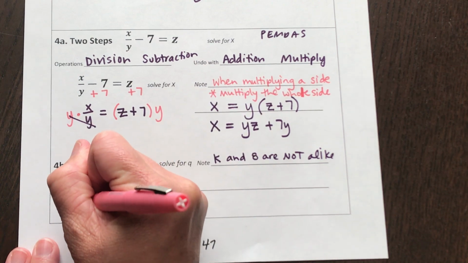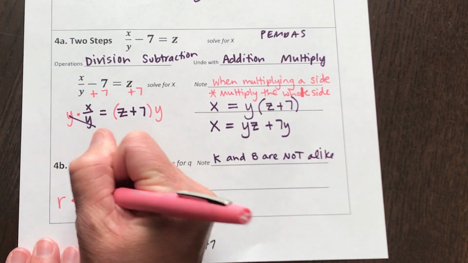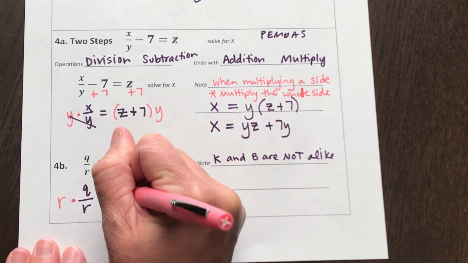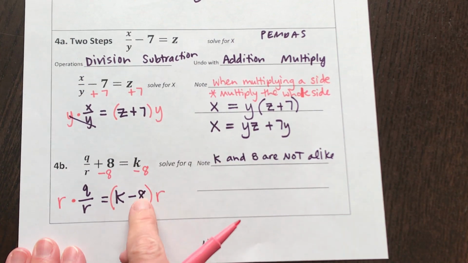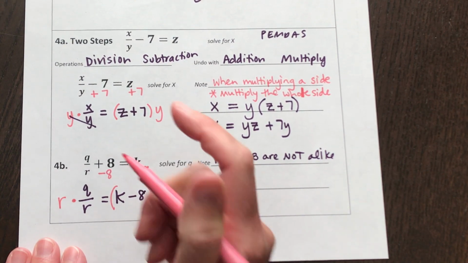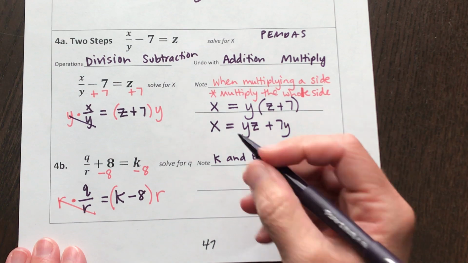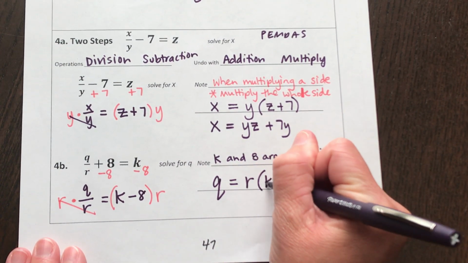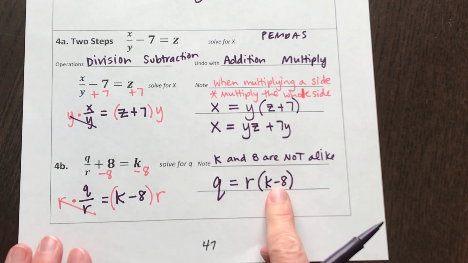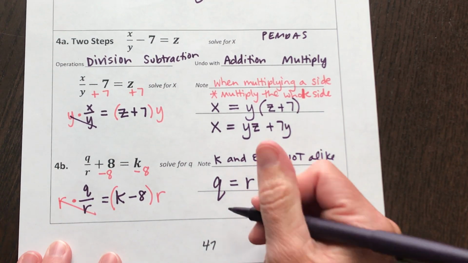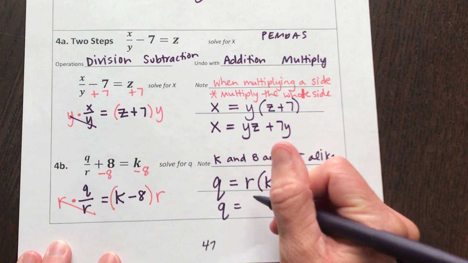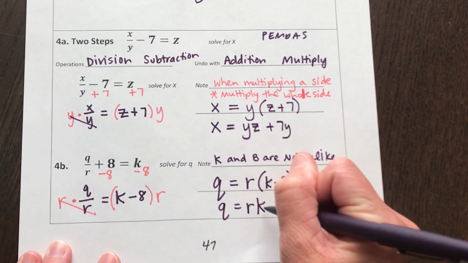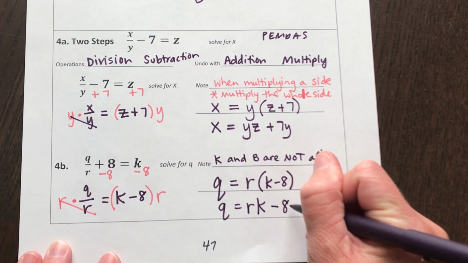Now if I get rid of the r, so I'm solving for q by multiplying by r, make sure you multiply the entire side by r. So now I have q is equal to r times k minus 8. That would be a great way of writing it, but if you want to distribute it, you could also write your answer like this, rk minus 8r.